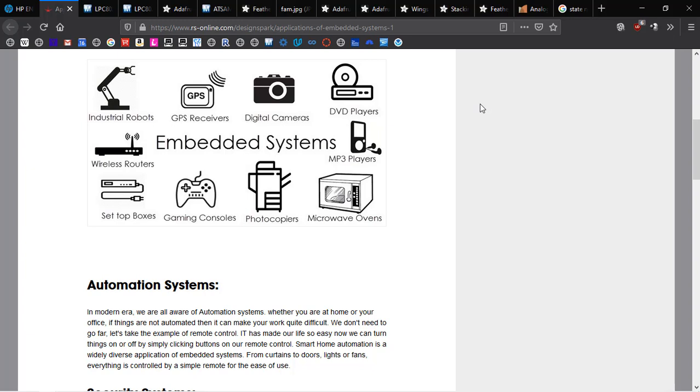Okay, so industrial robots, hopefully, if you're a mechanical engineer, that's a good area to be in. That's where there's some decent pay in that.